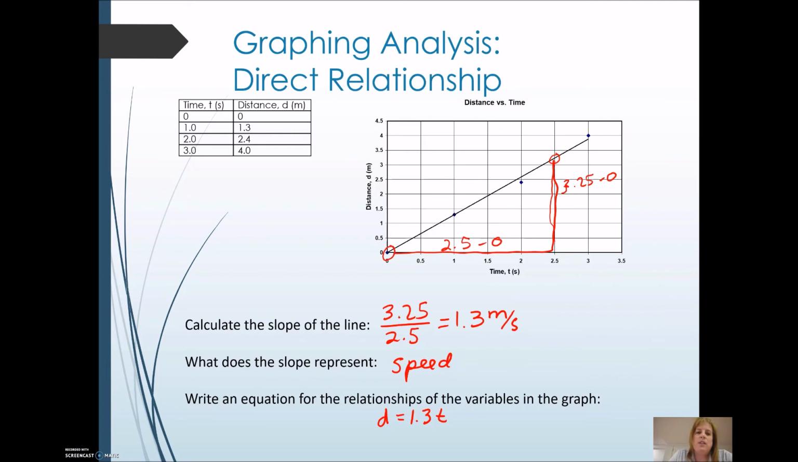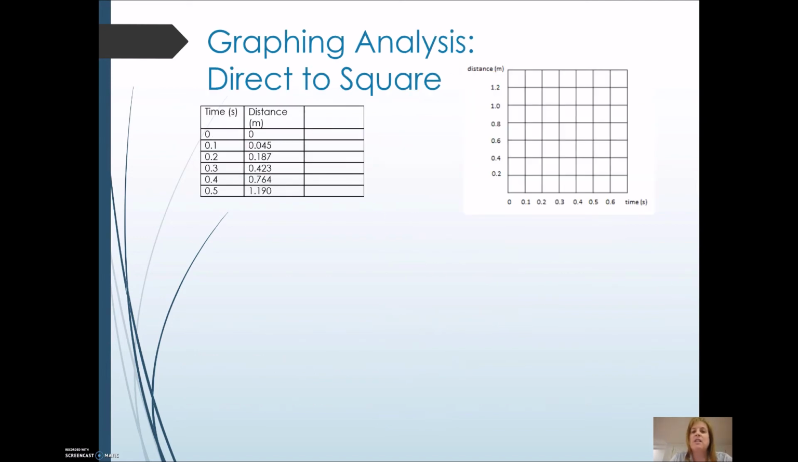A more complicated relationship between distance and time is a direct to square relationship. And we'll see this, especially when we have something called acceleration, which we'll learn about in our first unit. Now, here, I thought we'd go through the whole process of drawing the graph and then evaluating it. I already told you it's a direct to square, but we're going to see what that looks like. So here's a graph. So graph this with me.